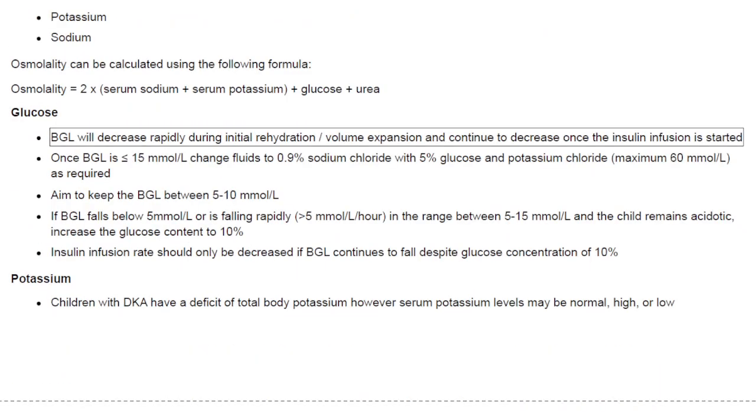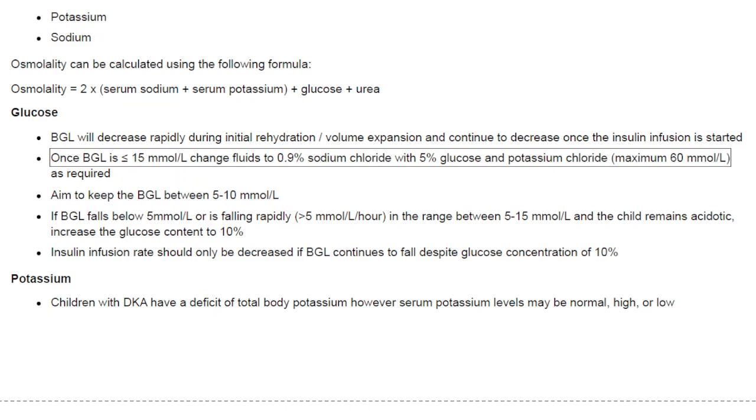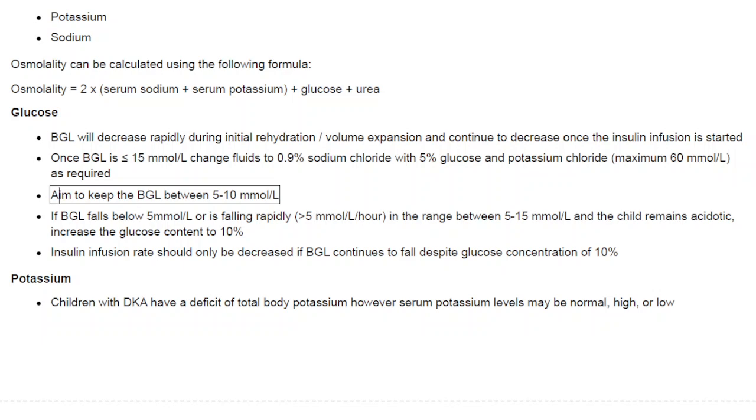Glucose. BGL will decrease rapidly during initial rehydration/volume expansion and continue to decrease once the insulin infusion is started. Once BGL is less than or equal to 15 mmol/L, change fluids to 0.9% sodium chloride with 5% glucose and potassium chloride, maximum 60 mmol/L, as required. Aim to keep the BGL between 5 to 10 mmol/L.